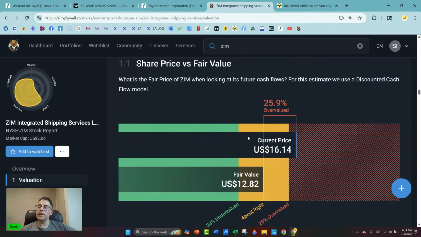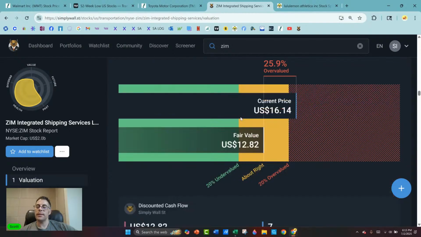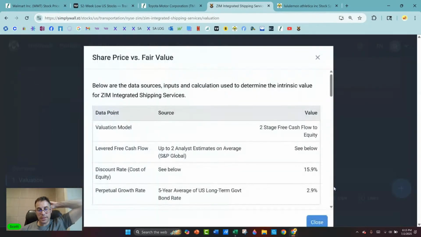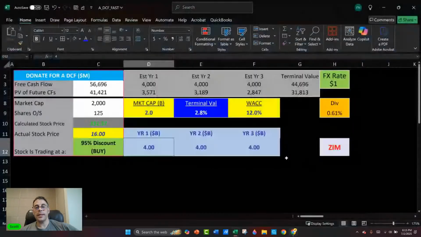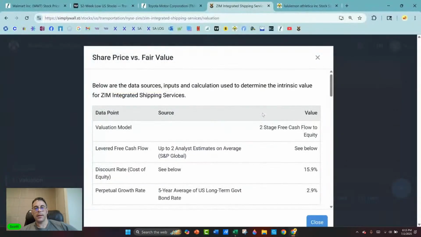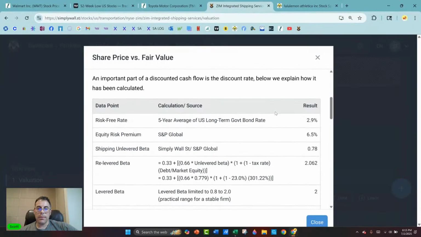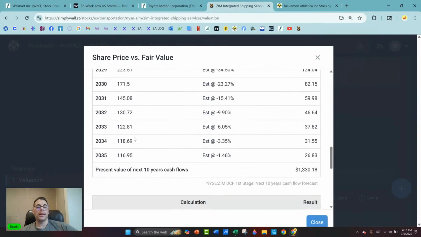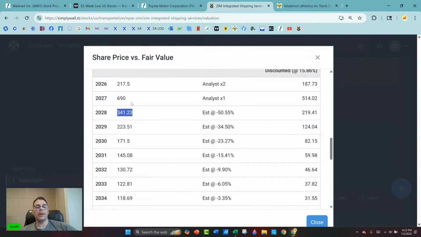Simply Wall Street, this doesn't make sense. They're at $13. I wonder why. I don't think they're doing a DCF on this. Look at that discount rate. They're using 16%. That's crazy. Let's raise it to 16. So this is their future free cash flows. They have 217 million in 2026, then 690 million.